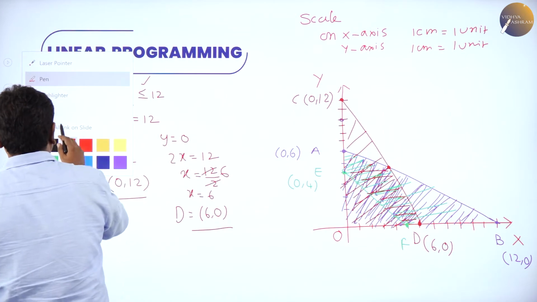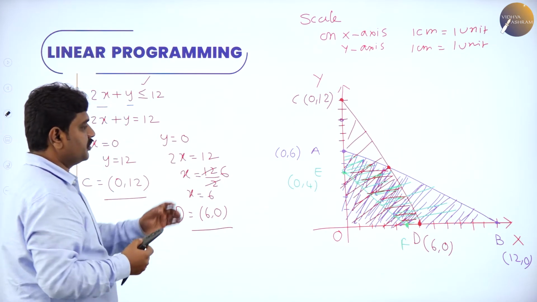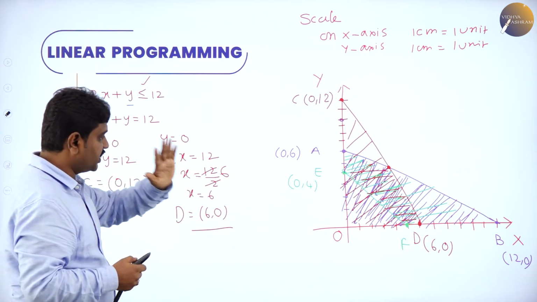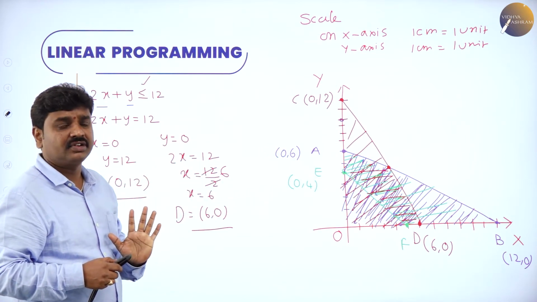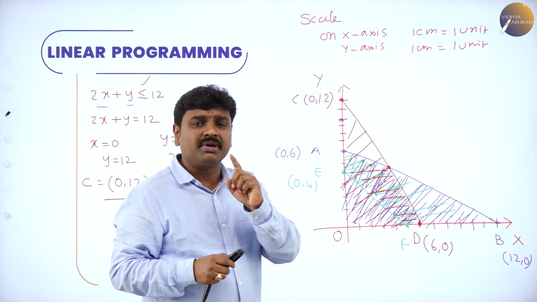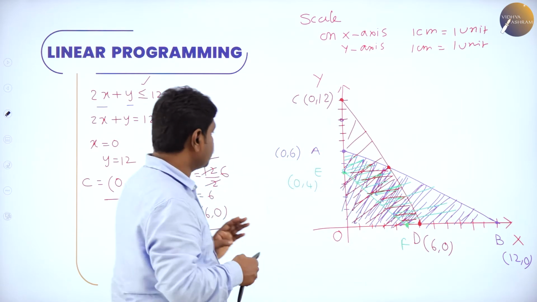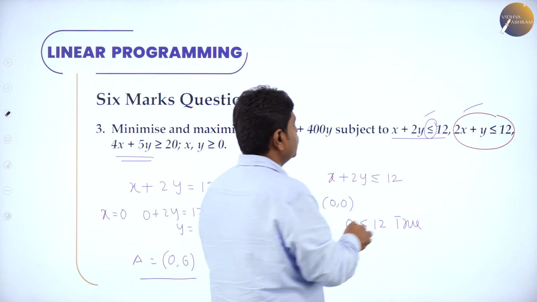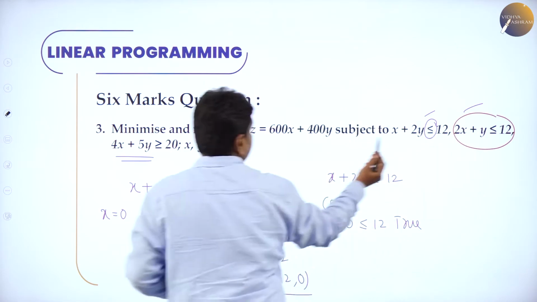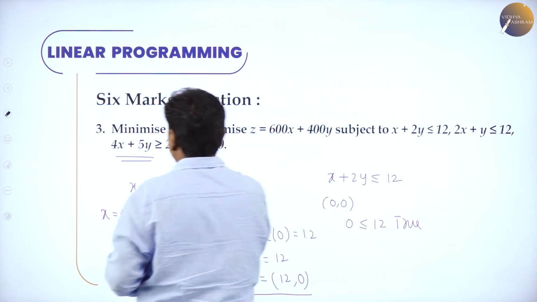Dear students, we have drawn three constraints. I have shaded all three and we got a graph like this. Now, feasible region means the common region where all three line shadings overlap. How many constraints do we have? When you read the question, three constraints. We have drawn all the three constraints.